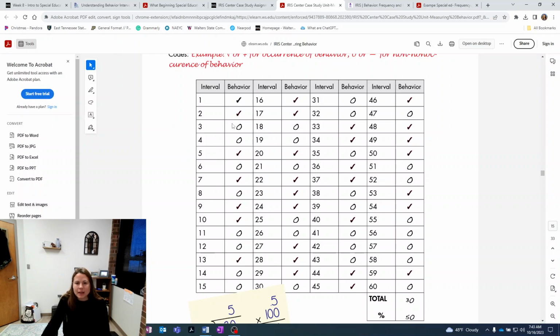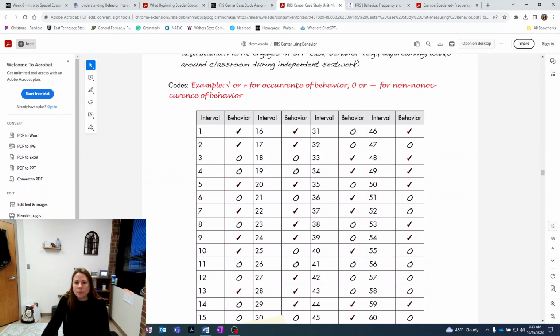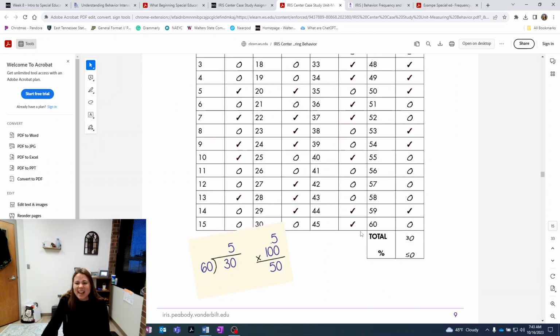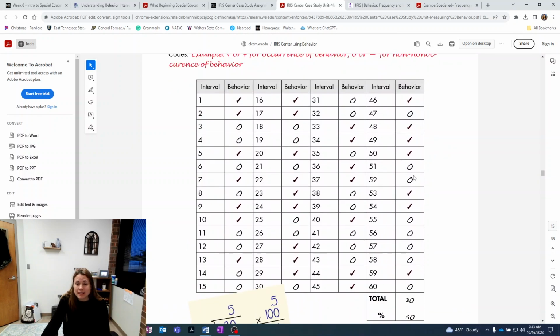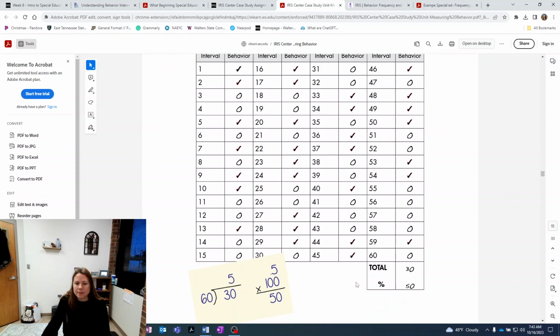And every time the behavior occurred, they would put a check mark or a plus. If it didn't occur, they put a 0 or a minus. I have you use a plus or minus, but you get the gist. So they did that for 10 minutes, right? 10 seconds at a time. So when they got done, they had to add up all their check marks, because that's every time the behavior occurred. They added it up, right? So how many check marks did they get? They got 30, right?